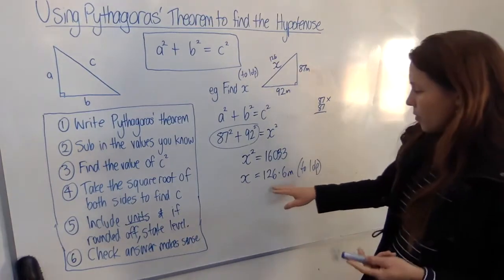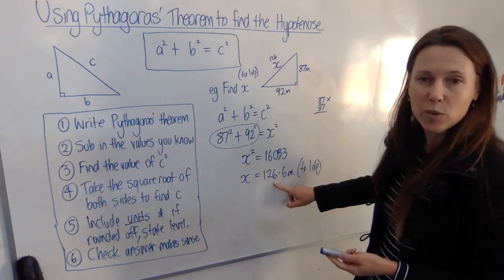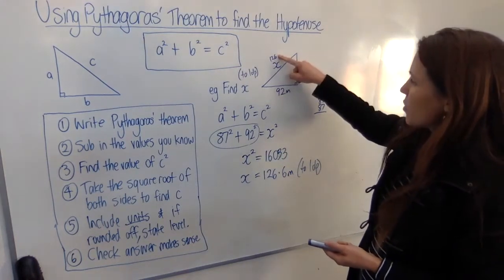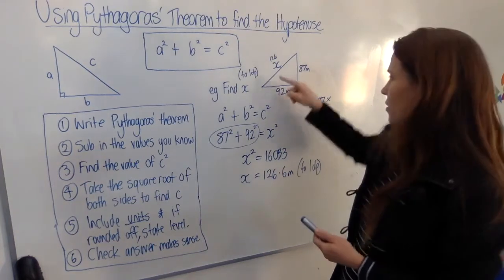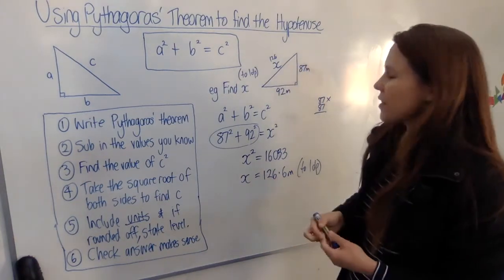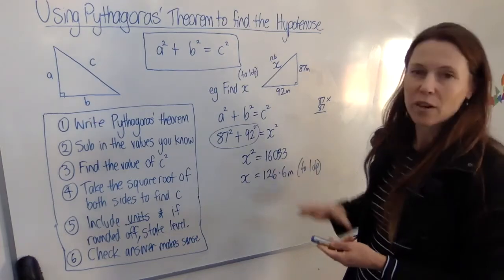So how do you check? Well, take your answer, in this case it was 126 and a bit, and think, would that make sense for this triangle with 87 and 92 meter sides, for this to be 126? And it does make sense, so I can be pretty sure I must have done it right.